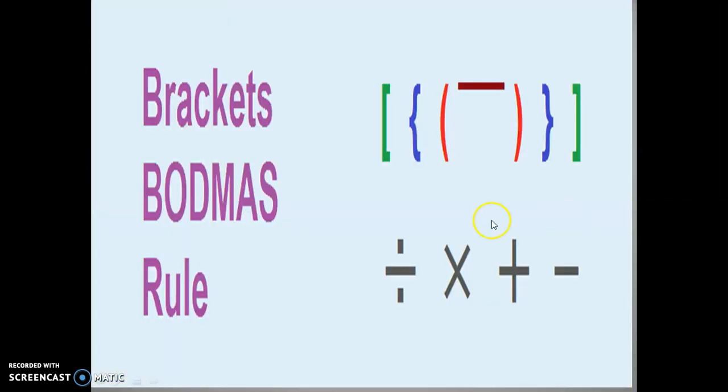Is that clear? Now brackets are also of 4 types. That means line bracket, round bracket, curly bracket, and square bracket. First we will solve the line bracket, then round bracket, then curly bracket, and then square bracket. We have to follow this sequence also. We can't solve square bracket first and then line bracket and then curly bracket and then round bracket. We have to follow the sequence in brackets also: line bracket, then round bracket, then curly bracket, and then square bracket. And after that divide, multiply, addition, and subtraction. Up to here you are clear, beta?